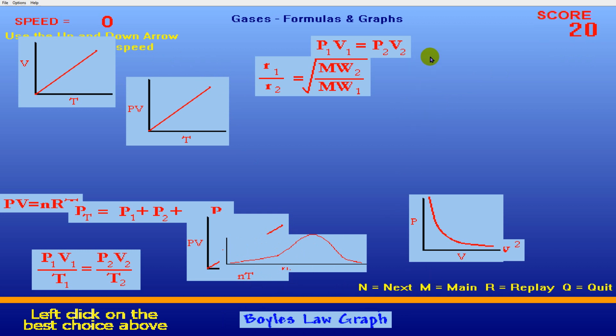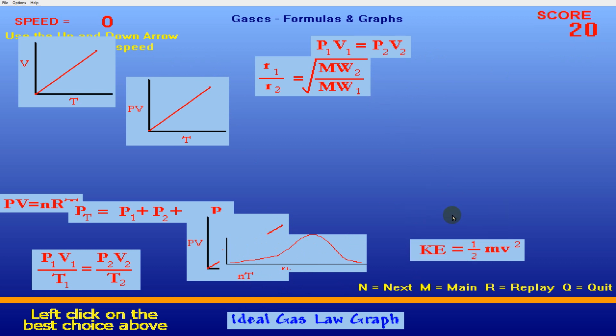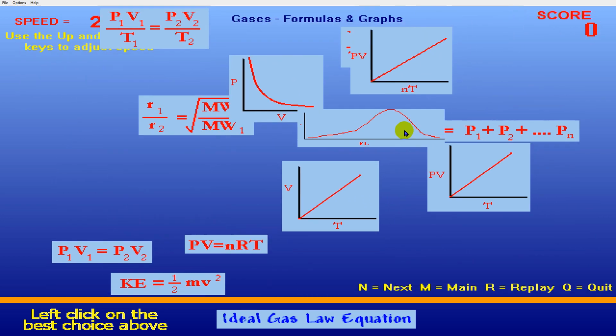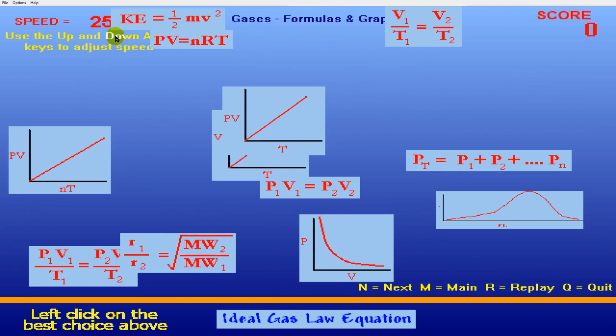Now we're looking for Boyle's law graph, which we know is this one here. But if I hit the H key, it flashes that. And you notice my score still is 20. So the score did not change. You can start the level over with R, and that will let you replay this level, and it resets the speed back to 25.